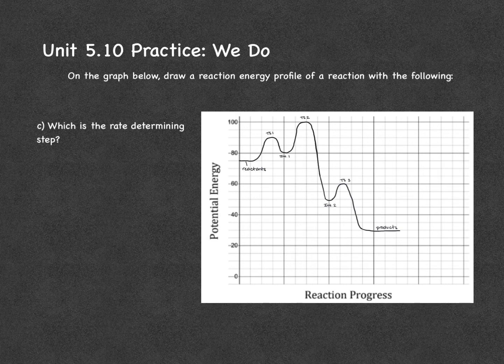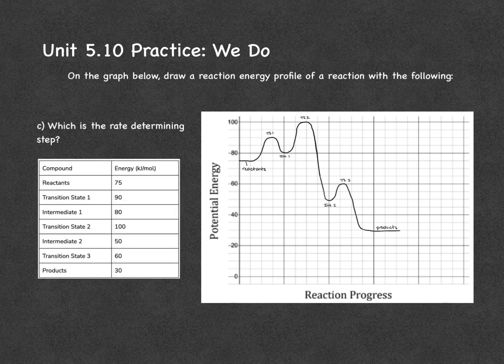So since it's a little bit difficult to eyeball this graph and get a sense of our activation energies, we can actually use our table and calculate the activation energies. So if we plop in our original table that we created this graph from, and we do a little subtraction, we can get our activation energies for each of the 3 steps involved in this reaction.